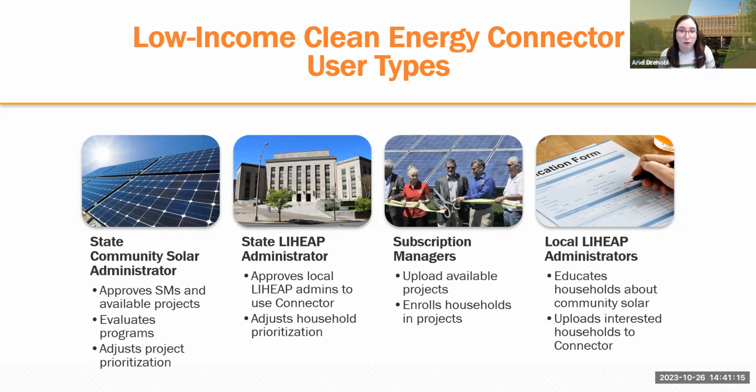So we're planning to have 4 different users per state. The first 2 being the state community solar program administrator and the state LIHEAP program administrator. They would be able to approve who else within the state would have accounts or access on the connector, create program evaluations and verifications, and make sure that everything is prioritized and households are connected in a just and equitable way based on the state's priorities.